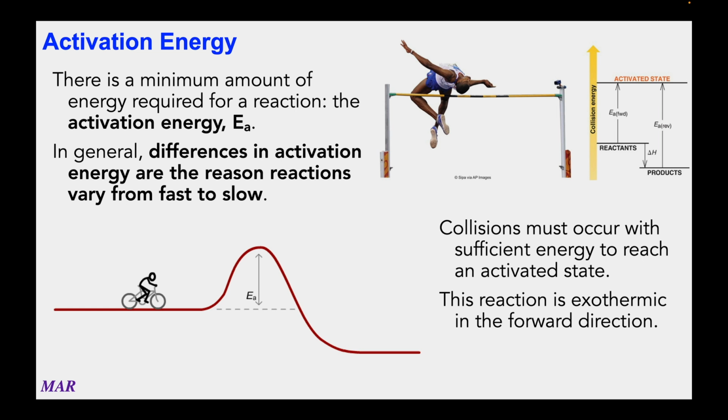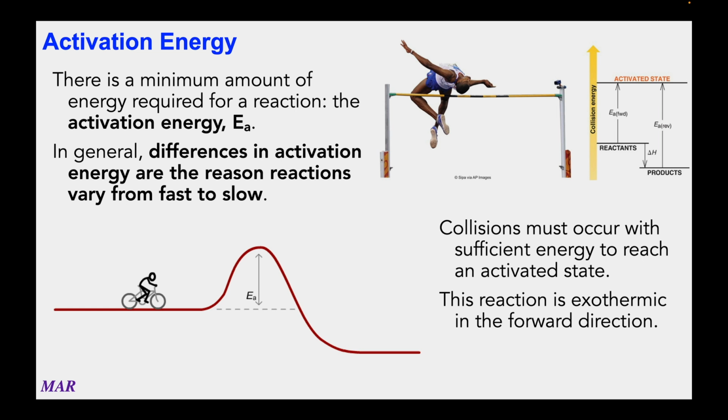So sometimes you'll have small bumps that are easy to get over. Sometimes you'll have big hills, big bumps that are harder to get over. And if you have a big hill, it takes longer to get to the top than if you have a small hill. So guess what? Differences in activation energy are the reason reactions vary from fast to slow. Small energy of activation, easy to get over. Big energy of activation takes a lot longer to get over. It takes more time. So when a chemist says why a reaction is fast or slow, it's due to the height of the energy of activation barrier.